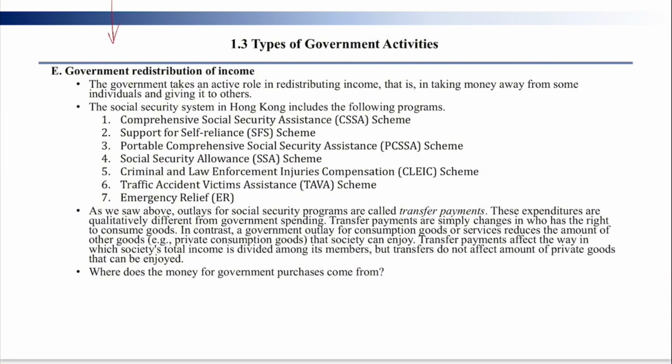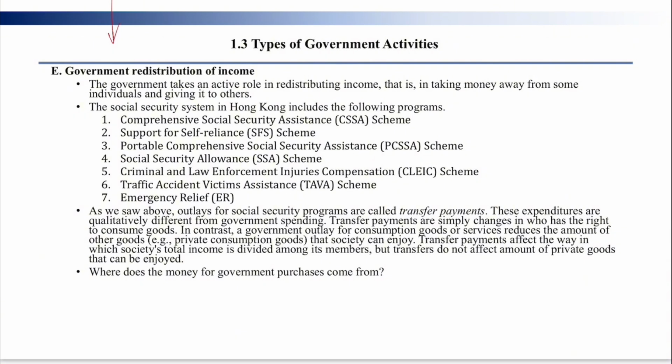The definition of it is taking money away from some individuals and giving it to others. It's very simple, right? And here are some examples of the social security system in Hong Kong, like the emergency relief and the traffic accident victims assistance scheme. There are many security systems, and all these programs belong to the behavior of government redistribution of income.